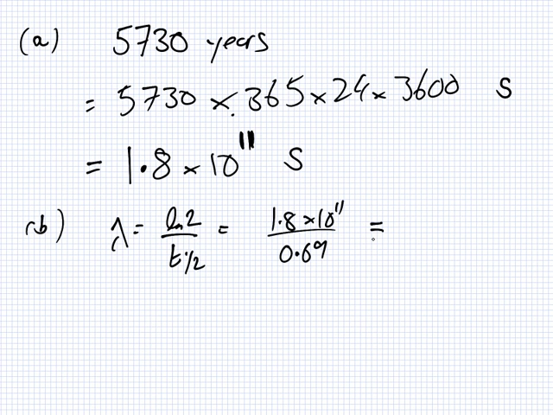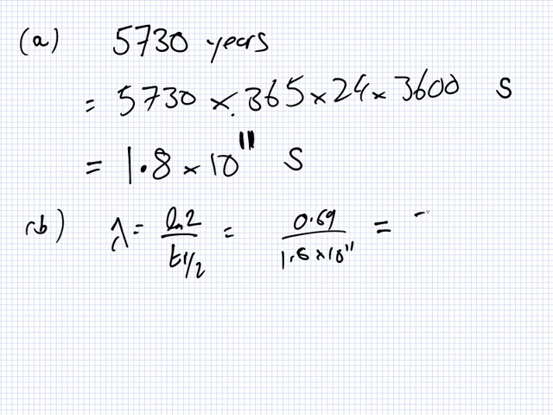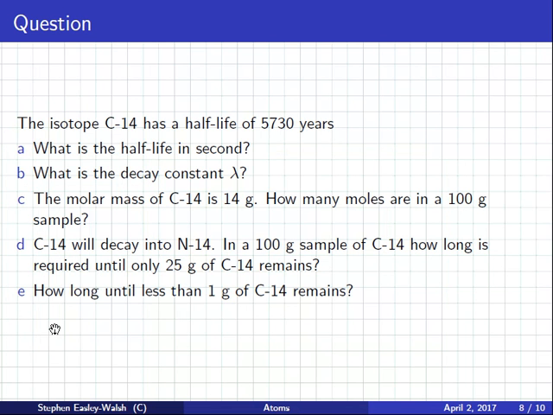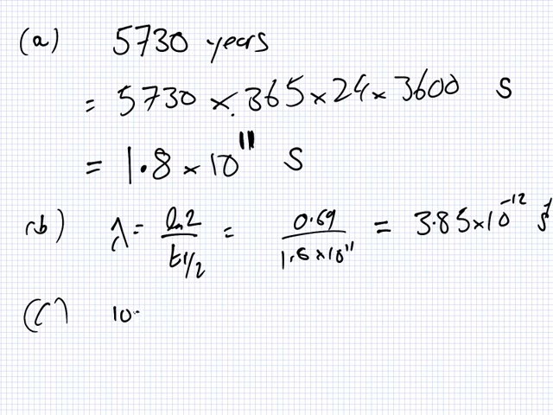It is log 2 over 1.8 times 10 to the 11. I wrote this upside down, yes. So that is 0.69 over 1.8 times 10 to the 11. And what did you get? 3.85 times 10 to the minus 12. Yeah, that seems good. Okay, C. The molar mass is 14 grams. How many moles are in 100 grams? Yeah, what did you get? Sounds right. 100 over 14, so 7.1 moles. Okay.